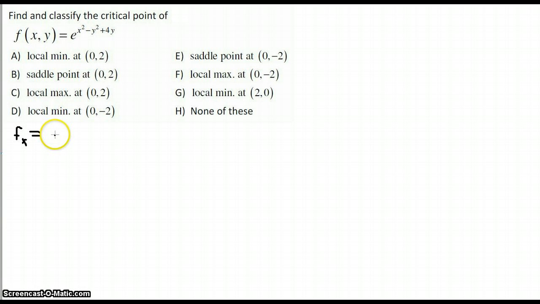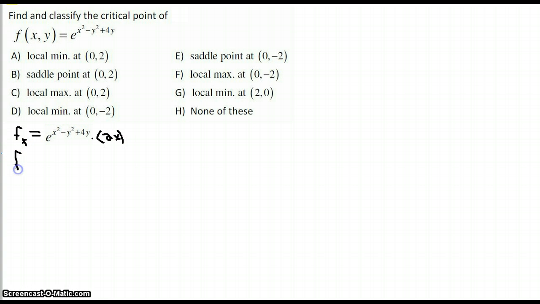What is the partial derivative with respect to x? It's an exponential, so we're going to have that same exponential. In fact, let me be lazy and just copy and paste it from here. Okay, good. So we have e to the x squared minus y squared plus 4y, and then we do the chain rule where we multiply that by the derivative of the exponent with respect to x: 2x.